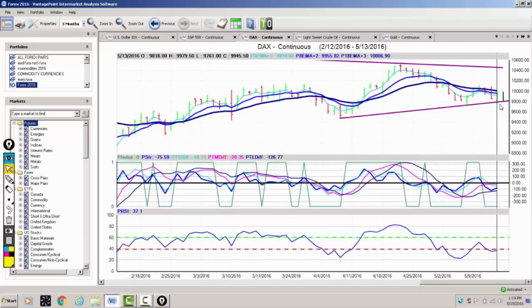So one goes up, one goes down. So if this can get moving, then we could see the euro US continue to sell off. But I'll talk about that in a minute.